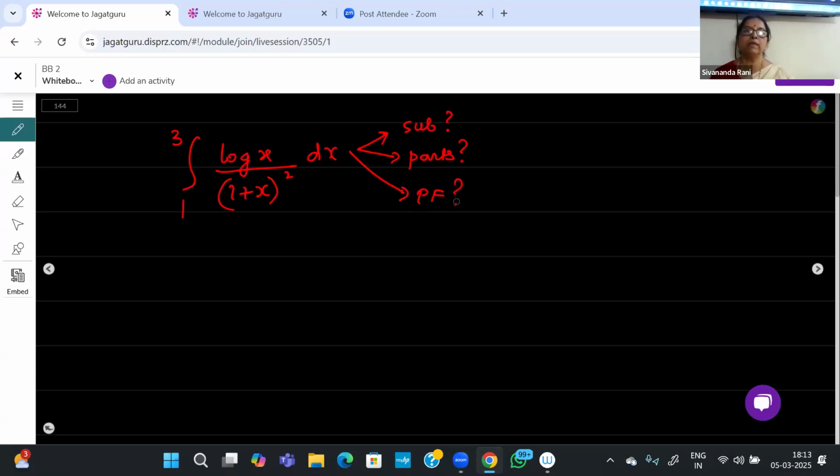Can someone answer? What type is this? Does it call for substitution? Does it call for parts? Does it call for partial fractions? What is it?